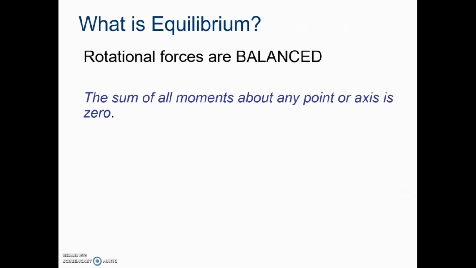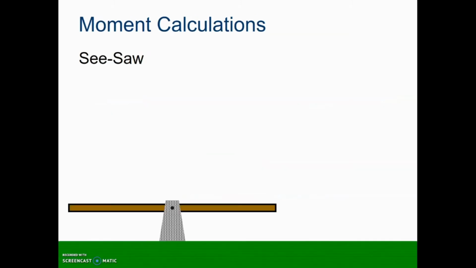So again, for moments, we need to make sure that the moments that are going clockwise are equal to the moments that are going counterclockwise, so that the sum of all of those moments in relation to a fulcrum are 0. So if we add up all of our moments, they need to equal out to be 0. So let's talk about an example.